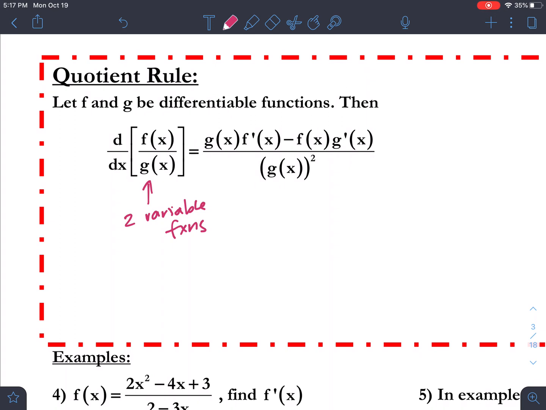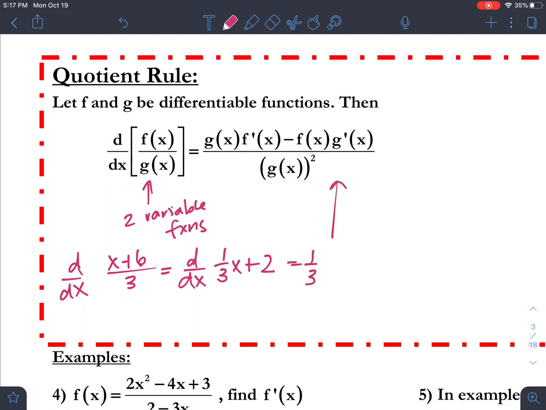And I just want to mention, first of all, if this is not two variable functions, like if I gave you this problem, d dx of x plus 6 over 3, or something like that, you should simplify this to the derivative of 1/3 x plus 2, and then just take the derivative and you get 1/3. That's going to save you so much time compared to doing, like, this is the high function, this is the low function. Don't spend time on it if you can simplify. Same thing if you can factor and cancel.